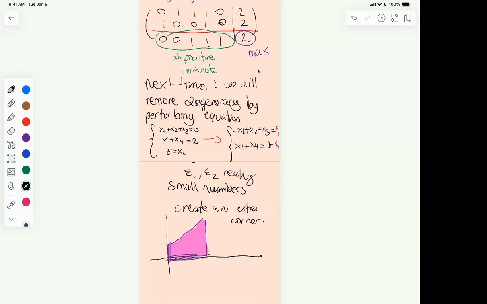So here, what is the gap? This is 2 plus epsilon 1, and this is epsilon 2, if I'm not mistaken. No, this is 2 plus epsilon 2, and this is epsilon 1. Yes. Okay, so I'll show you next time how to do this one.